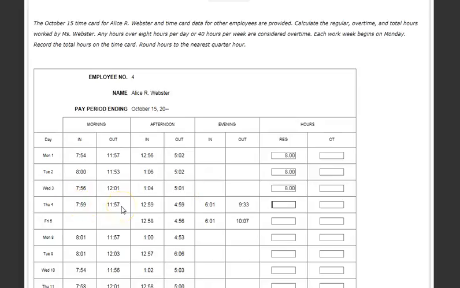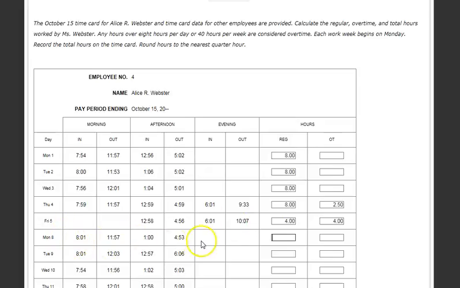8 to noon is 4 hours, 1 to 5 is 4 hours, and then overtime is going to be 6 o'clock to 9:30, so 6, 7, 8, 9 is 2.5 hours. Okay, this is a Friday. They just worked 1 to 5, which is 4 hours regular. Then 6 to 10, 6, 7, 8, 9, 10 is another 4 hours.